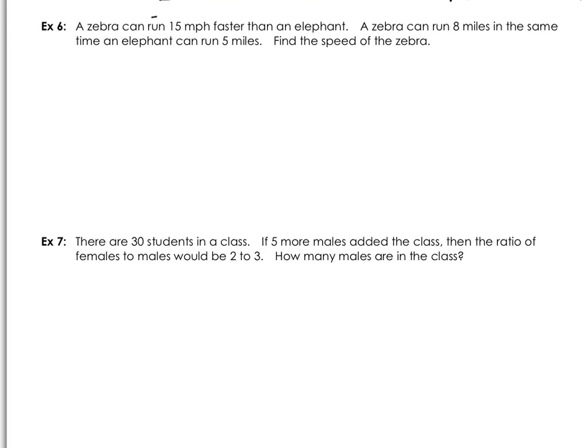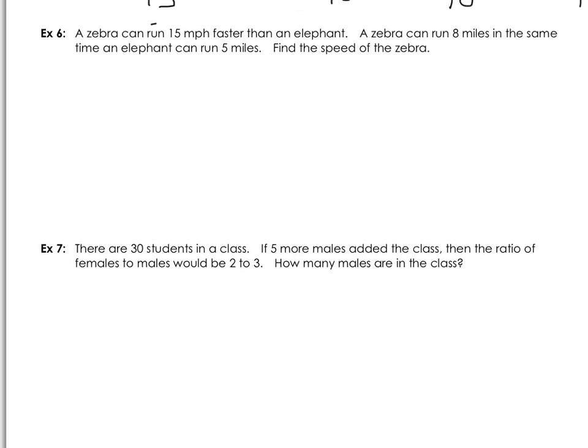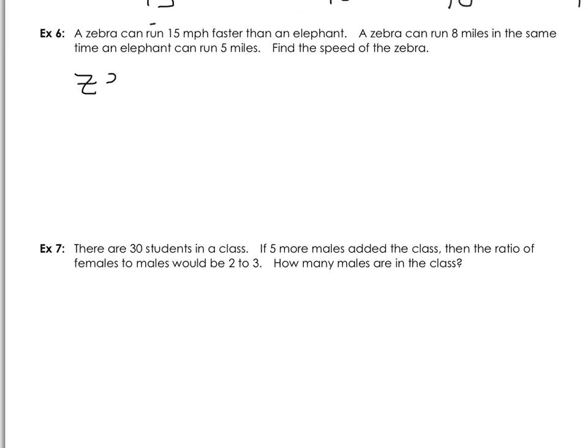A zebra can run 15 miles per hour faster than an elephant. A zebra can run 8 miles in the same time an elephant can run 5 miles. Find the speed of the zebra. We have 15 miles per hour faster than the elephant. So we have the zebra and we have the elephant.